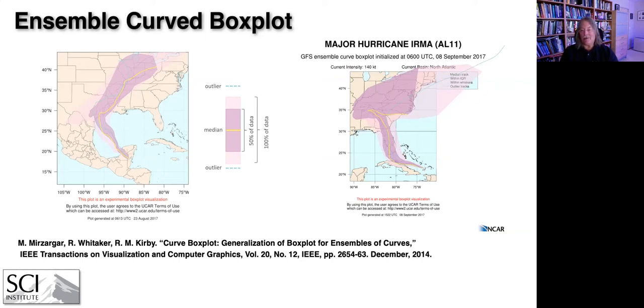The one on the right is interesting because after Masha finished her PhD, she's now an assistant professor of computer science at the University of Miami. It's a probably uncommon example of where a student used their dissertation research to make an important decision, which was whether to evacuate or not. And she did, and that was the right decision to make.